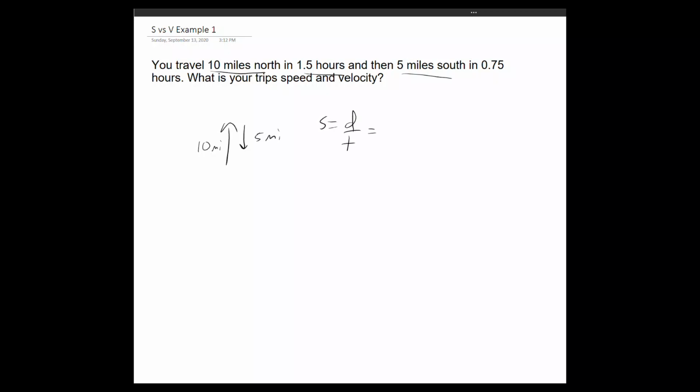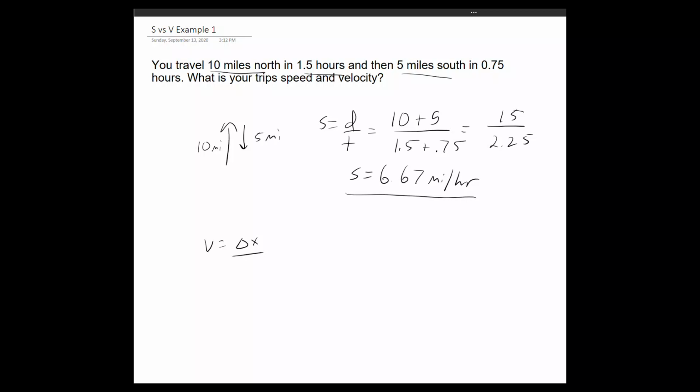Now speed is going to be distance over time. Our total distance is going to be our 10 miles plus 5 miles, because we don't care about direction, divided by the total time. So we're going to get 15 divided by 2.25, which will give us a speed of 6.67 miles per hour.